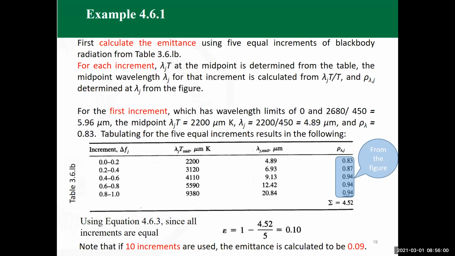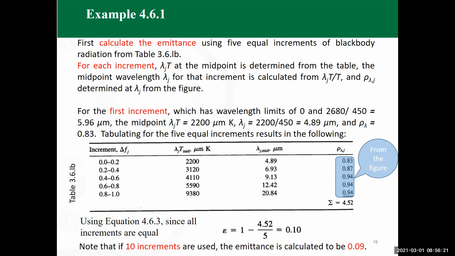At the end, what we need to do is make a summation of all these values of rho that we can see here, and we divide it by the number of increments. From here, we can get a representation of the value of epsilon as we are getting it here.